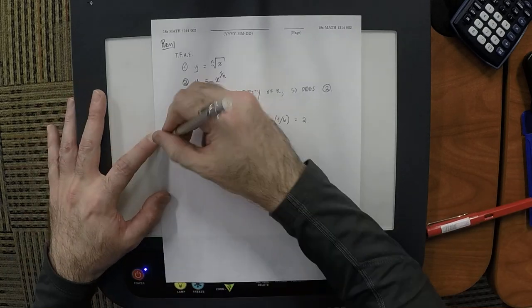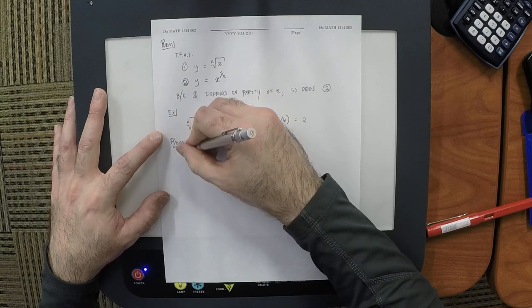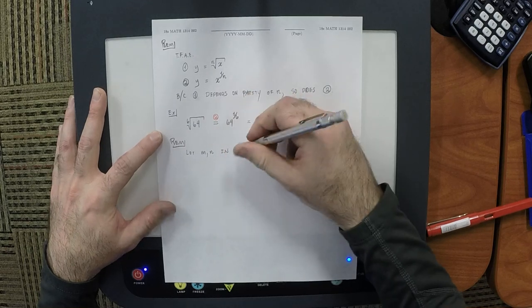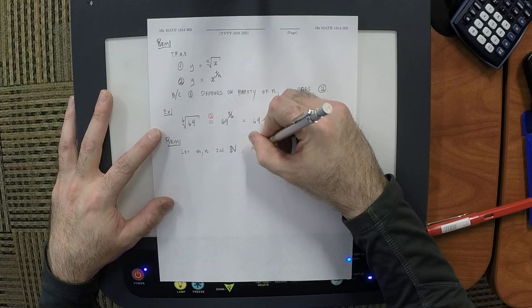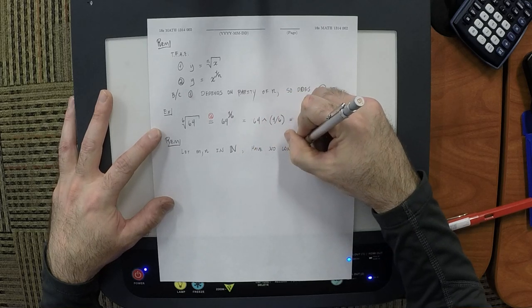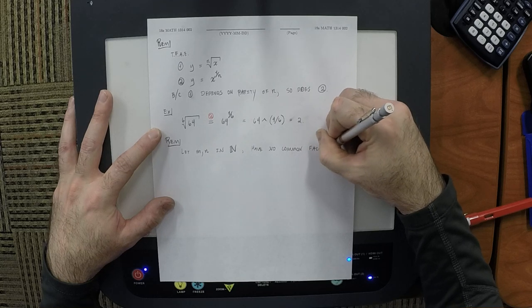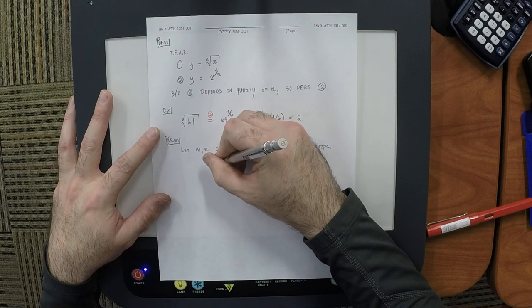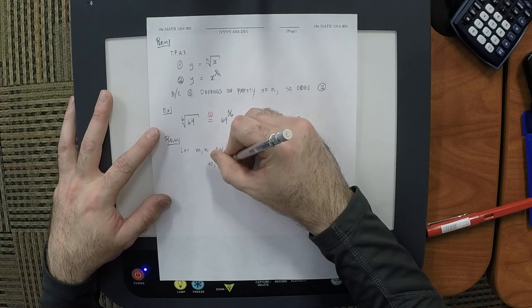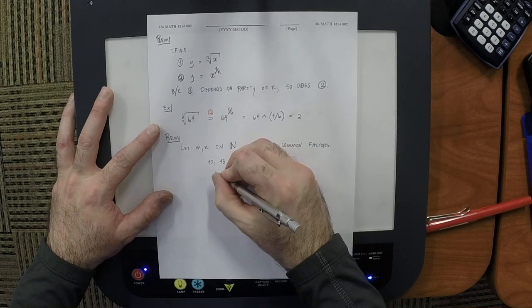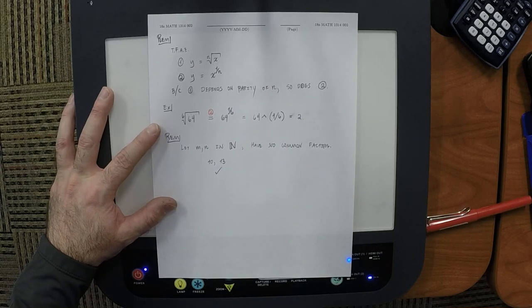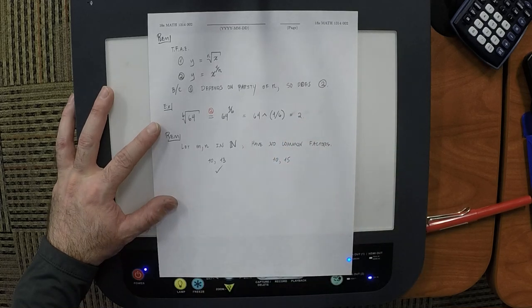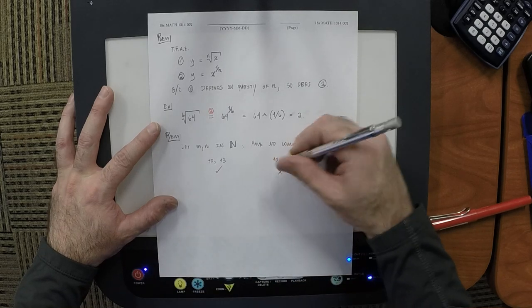Okay. Next. Let M and N be in the naturals, and let them have no common factors. So what I mean is, for example, it would be fine to use, say, 10 and 13. That'd be fine. Because 10 and 13 are both natural, and they don't have any common factors. But 10 and 15 is not fine. Why not? Five is a common factor.